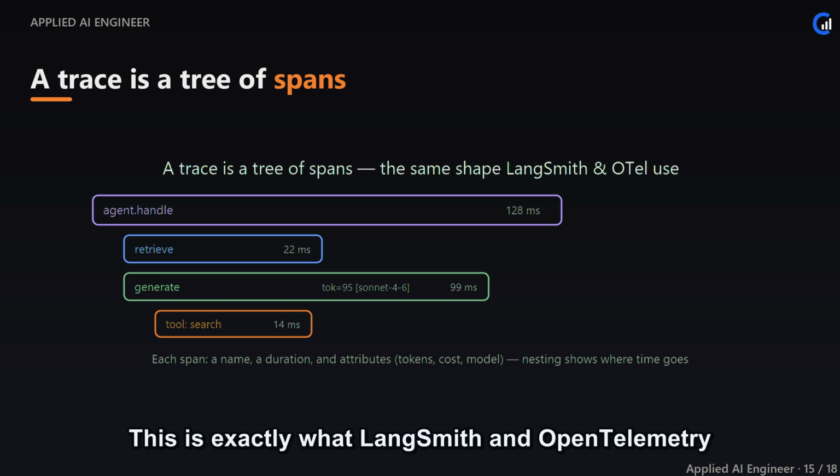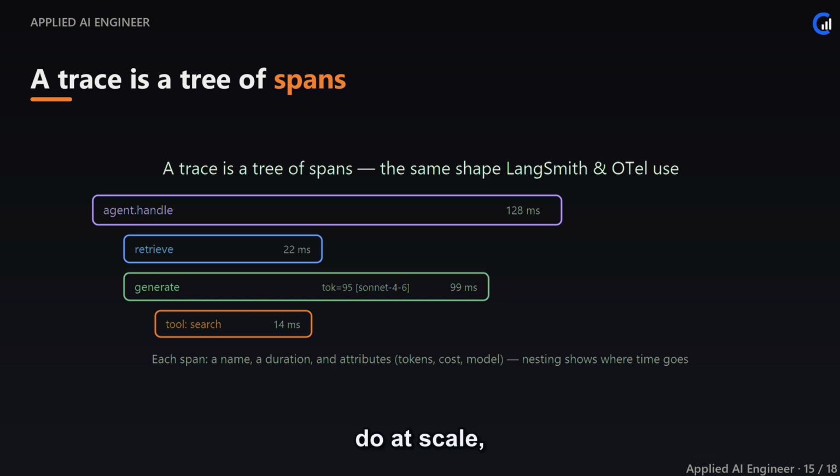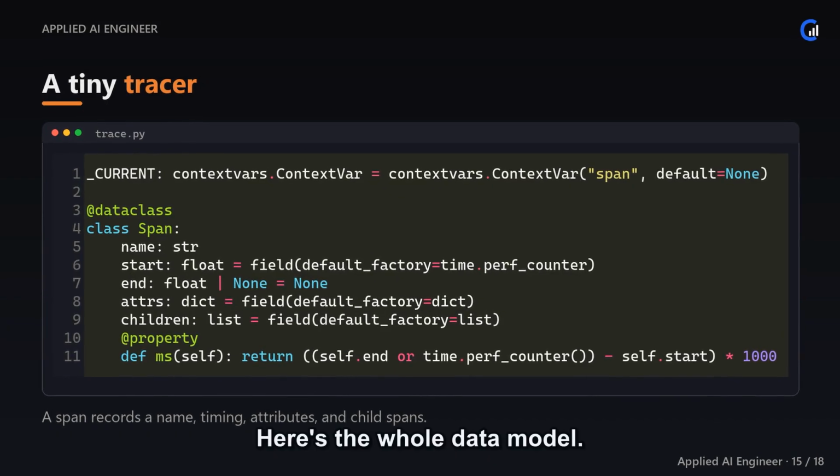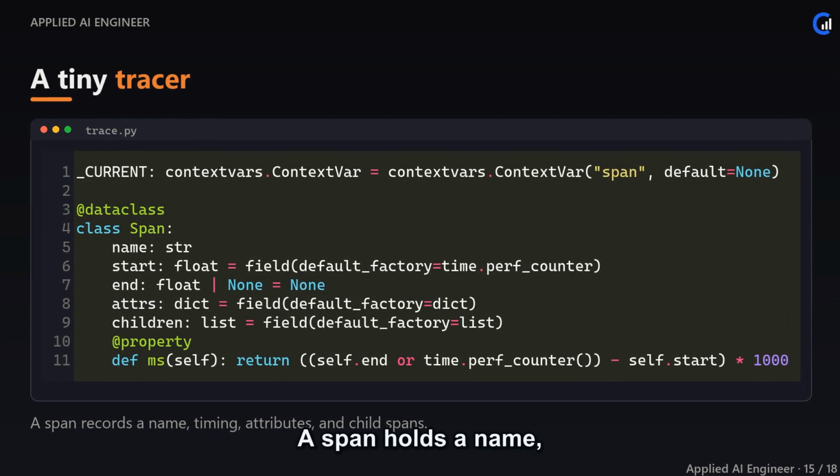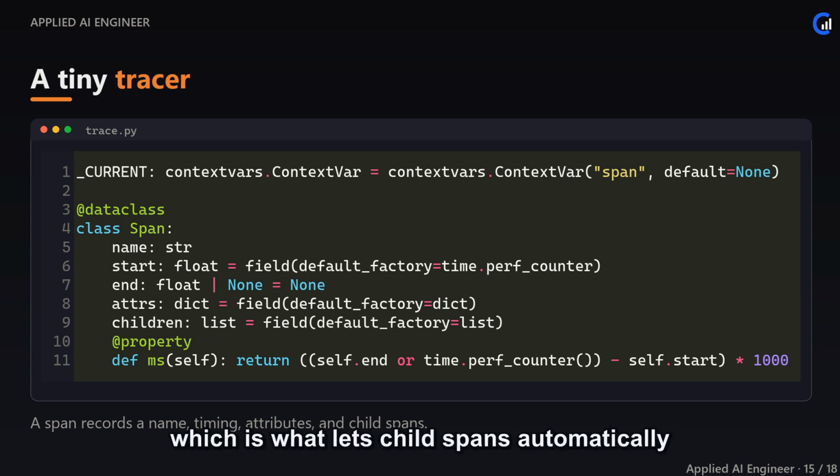This is exactly what LangSmith and OpenTelemetry do at scale over the network. We'll build the local version so it's never magic. Here's the whole data model. A span holds a name, a start and end timestamp, an attributes dictionary, and a list of child spans. The ms property gives its duration. We track the currently active span in a context variable, which is what lets child spans automatically attach to their parent across the call tree, even across async boundaries. That's the same trick the real tracing libraries use.